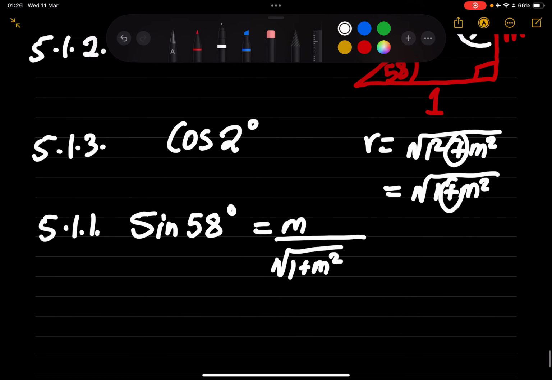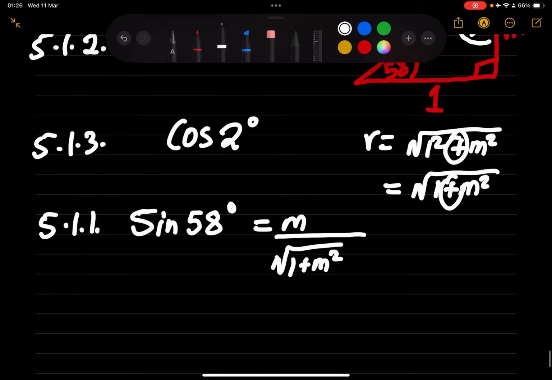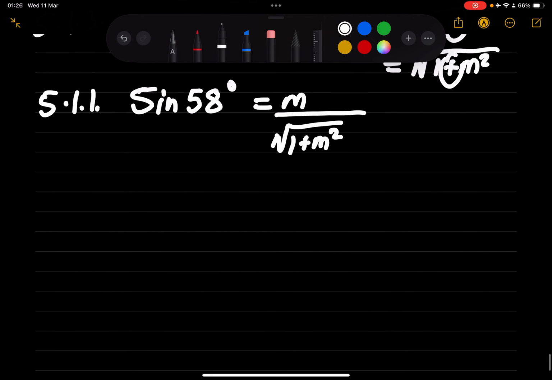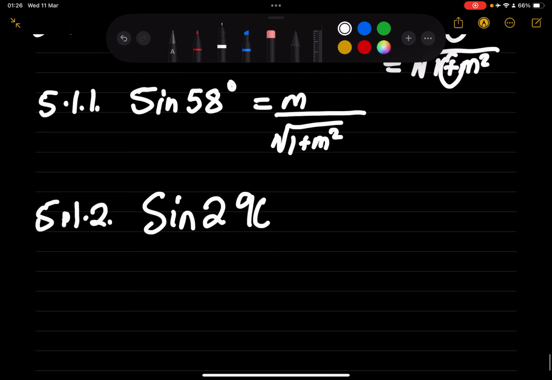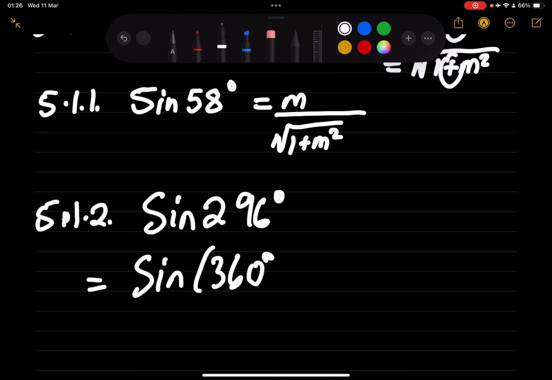All right. Now, ladies and gentlemen, let's come to find sine 296. 5.1.2. They want us to determine sine 296. And sine 296 is way too big. We need to reduce it first. So to reduce this, I'm going to use 360 minus 296, so we're going to get 64 degrees.